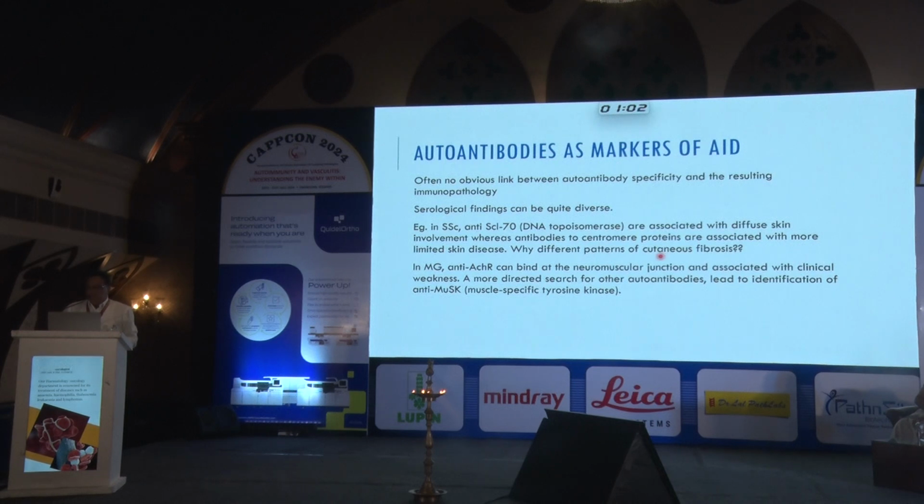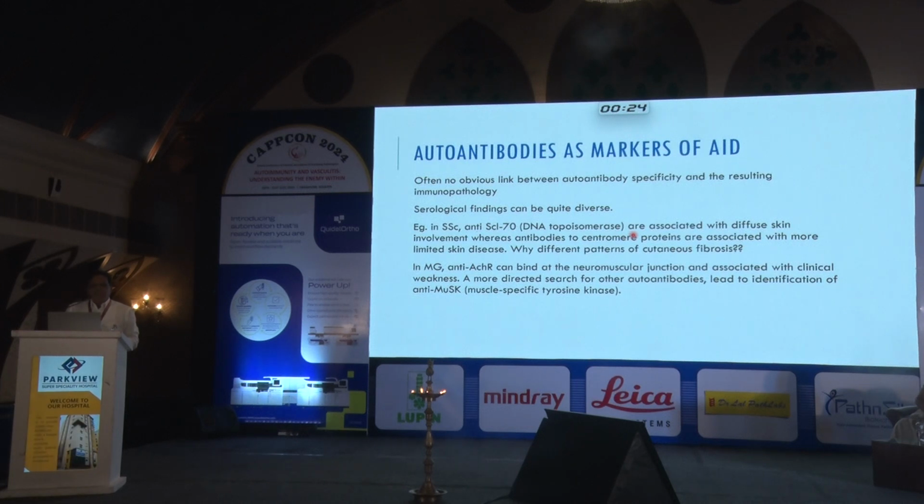So autoantibodies as markers of AID, there's no doubt in that. But the serological findings can be quite diverse because there is no direct association between an autoantibody and a disease phenotype. For example, in systemic sclerosis, anti-SCL70 is associated with diffuse skin involvement, whereas antibodies against the centromere protein make it a limited disease. Why different patterns of cutaneous fibrosis in the same spectrum with different antibodies, we don't know. There is a lot we still don't understand.